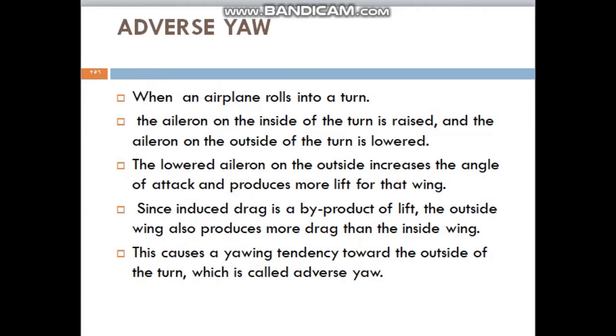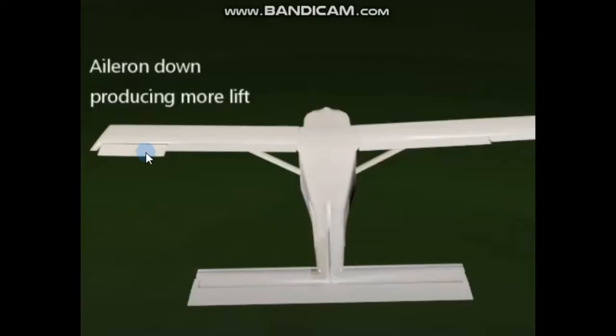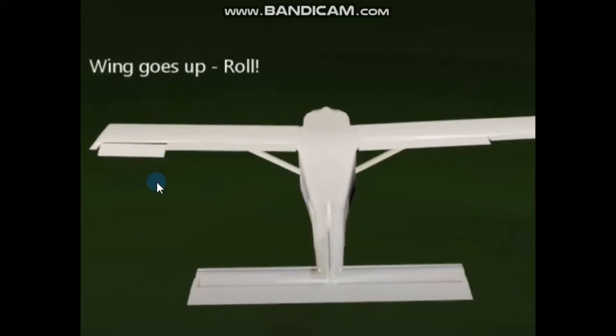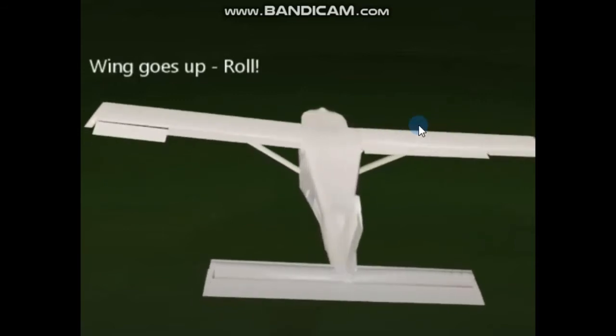What we said before, it's the adverse yaw. When an airplane rolls into a turn, the aileron on the inside of the turn is raised and the aileron on the outside of the turn is lowered. As we see here, this aileron will go down and this aileron will go up, and this will make a roll.